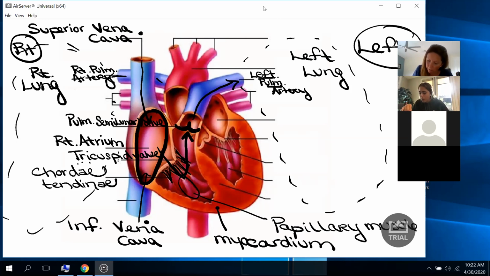So when the blood comes back, it's going to enter through veins. Blood always comes to the heart through a vein. We have 2 on the left, and we have 2 over here on the right. These are known as the left pulmonary veins and the right pulmonary veins. Left, I'm just going to write PV, and right PV.